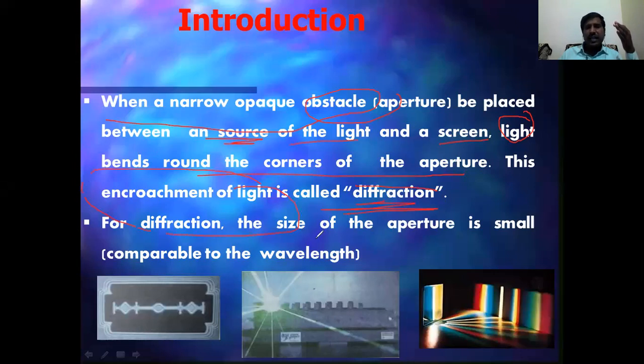For diffraction, the size of the aperture is small. We have to keep a small aperture or slit, small slit unte, we can have the good fringes. The question you can ask me, sir, enduku chinnaga unchala sir? Why we need to keep the small aperture? The answer for this: to have the diffraction pattern like this or like this, the condition is the wavelength of the light must be close to the aperture size.